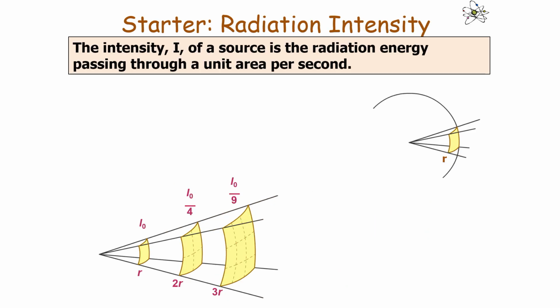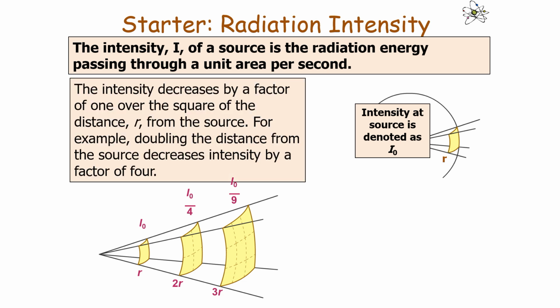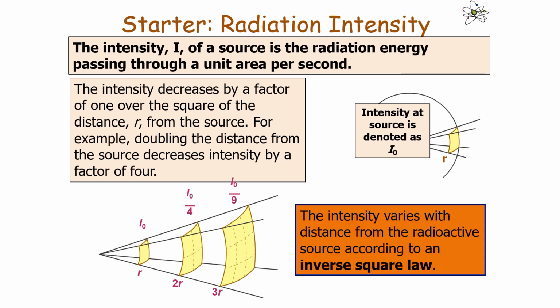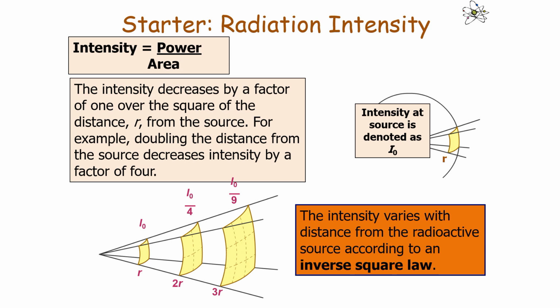Now the intensity I of a source is the radiation energy passing through a unit area per second, and we denote the intensity at the source of the object as I0. So like we said before, the intensity decreases by a factor of 1 over the square of the distance from the source. So for example, doubling the distance from the source decreases the intensity by a factor of 4. Increasing the distance from the source by a factor of 3 will decrease the intensity by a factor of 9. So therefore the intensity varies with the distance from the radioactive source according to the inverse square law. So intensity could be considered as power over area.